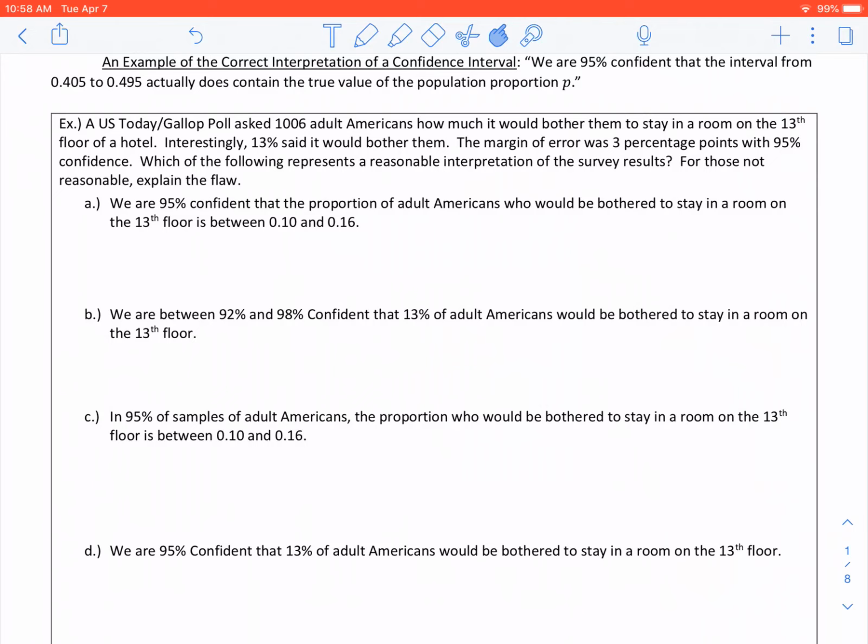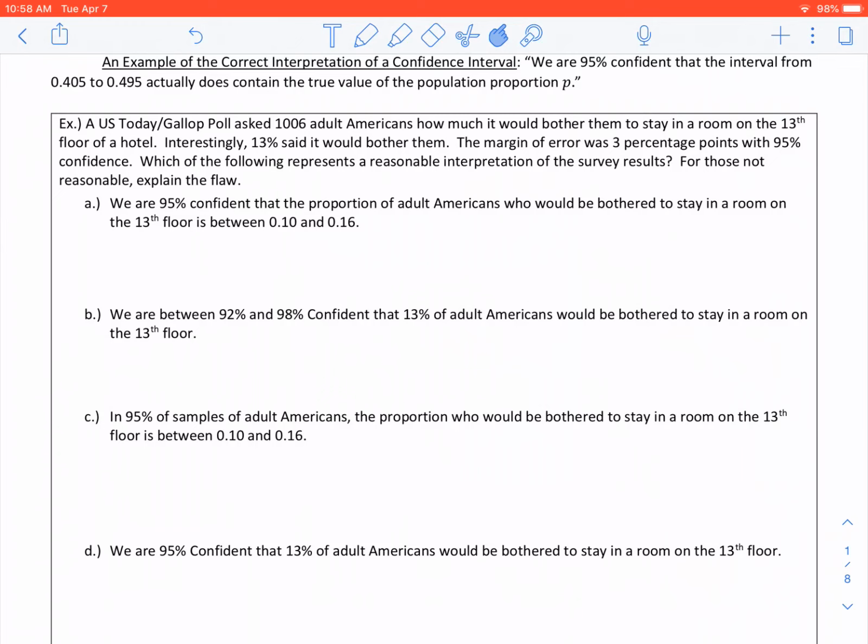It says a USA Today Gallup poll asked 1,006 adult Americans how much it would bother them to stay in a room on the 13th floor of a hotel. Interestingly, 13% said it would bother them. The margin of error was 3 percentage points with 95% confidence. Which of the following represents a reasonable interpretation of the survey results? For those not reasonable, explain the flaw.